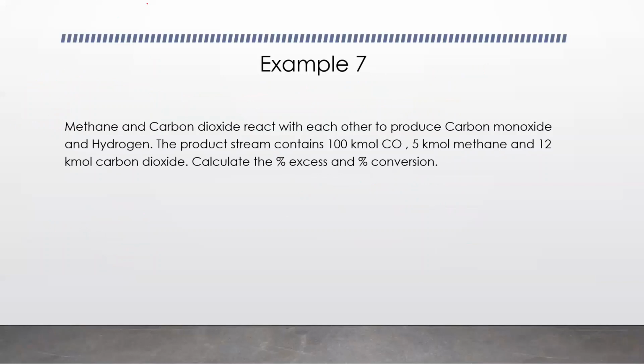Please go ahead, pause the video and try to solve the problem yourself. Okay, so this is a very interesting question. See, methane and carbon dioxide react with each other to produce carbon monoxide and hydrogen. They have given the product stream composition. The product stream contains 100 kilomole carbon monoxide, 5 kilomole methane, and 12 kilomole of carbon dioxide. Calculate the percentage excess and percentage conversion.